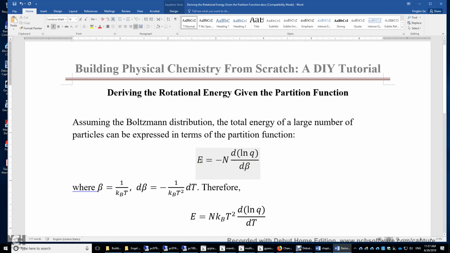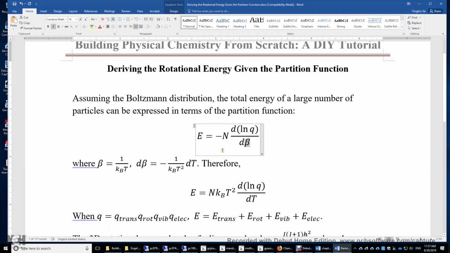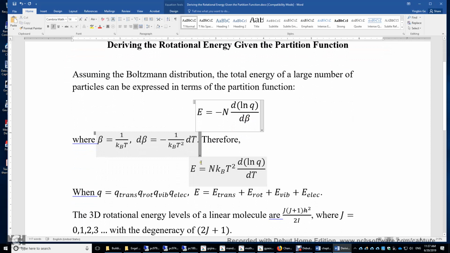E is the total energy, n is the number of particles, q is the partition function, beta is 1 over kBT. The energy can also be expressed in terms of the temperature of the system. It's n times kBT squared times d ln q over dT.